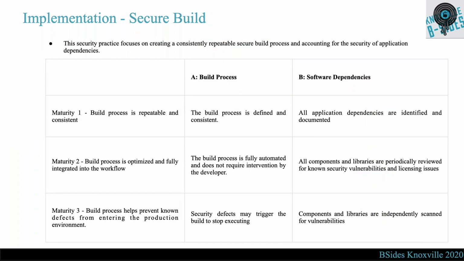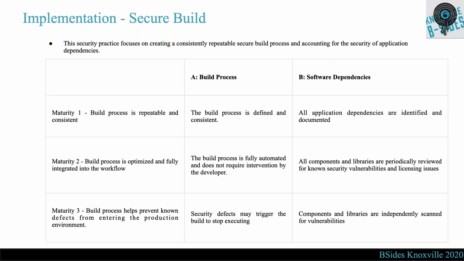As I mentioned earlier, the key change in this particular model is the implementation business function, under which secure build and secure deployment are the key practices, which are more geared towards DevOps and Agile practices. So let's take a closer look at these security practices. Secure build focuses on creating a consistently repeatable secure build process and accounting for the security of application dependencies. In today's complex world, a lot of organizations and developers use third-party open source libraries and other dependencies, so it was important to include that aspect in the new model.